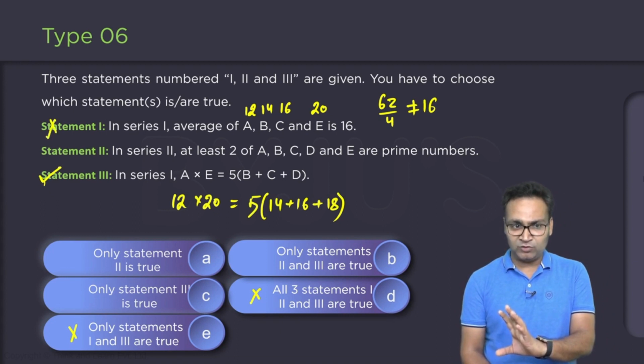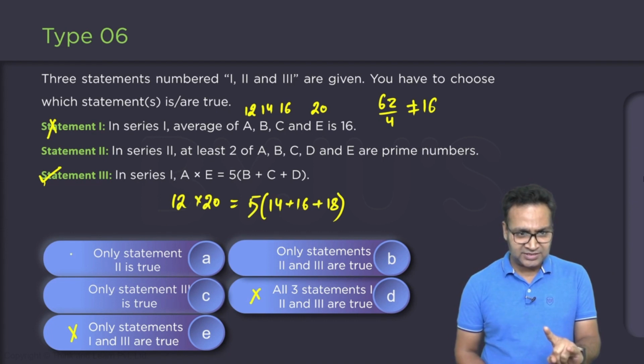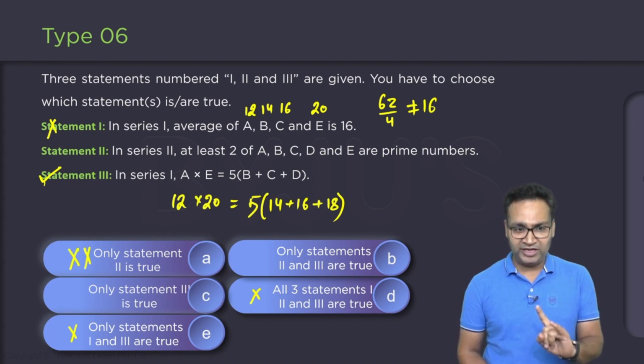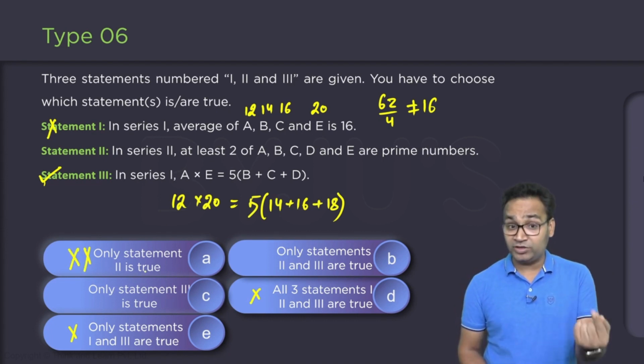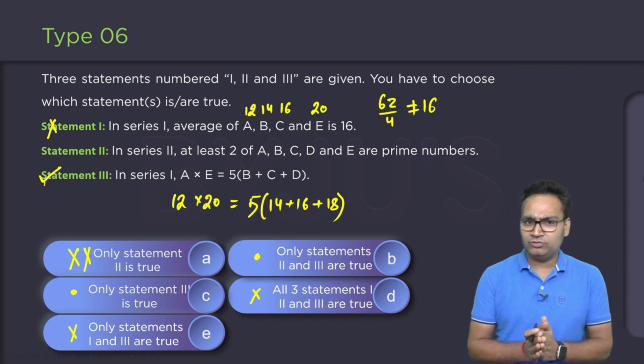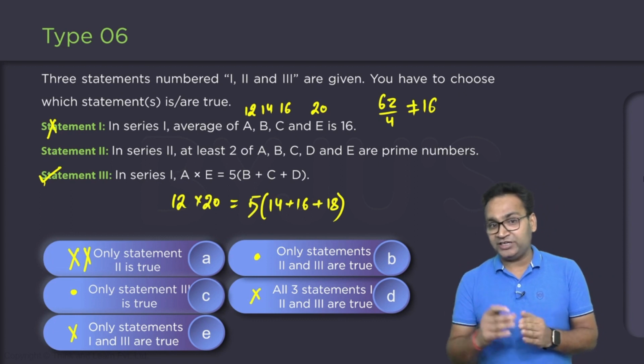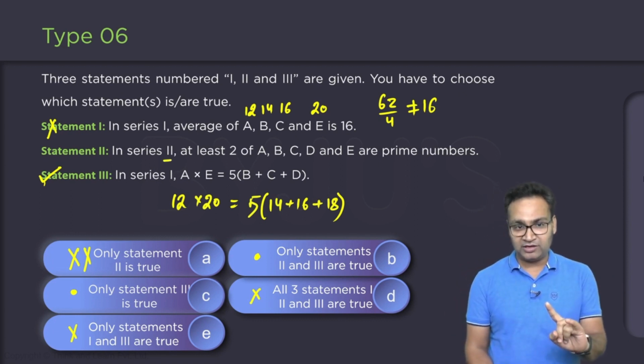Clear? Statement 1 was wrong. Statement 3 is correct. So I can say that if statement 3 is correct, the answer is not A, because A is only talking about statement 2. My answer can still be option B or option C. Can I avoid checking statement 2? No. And if I need to check statement 2, I need to check series 2 also, because it is talking about series 2.